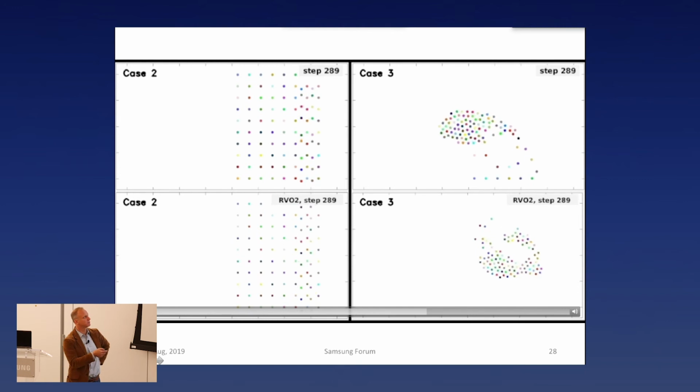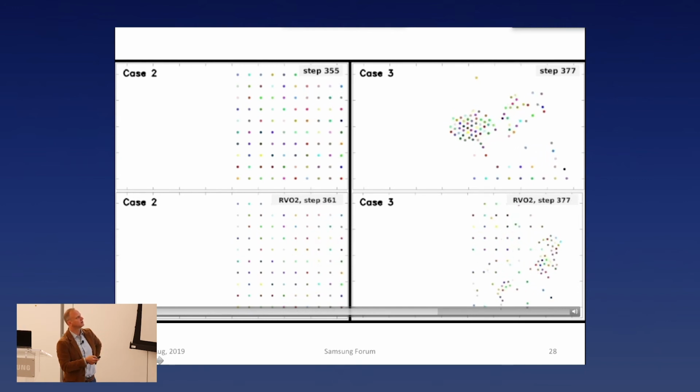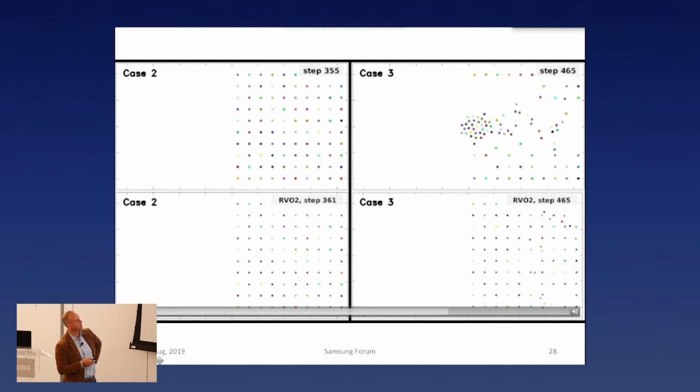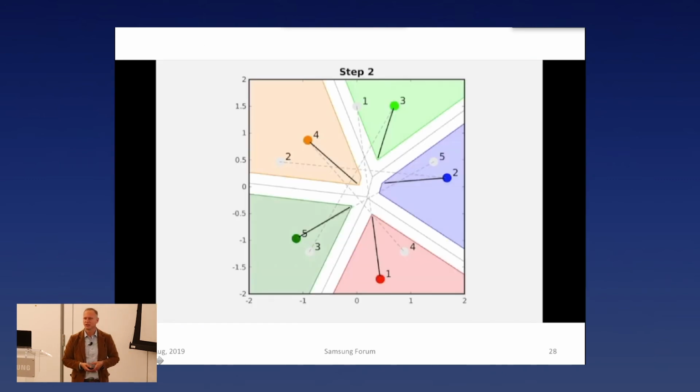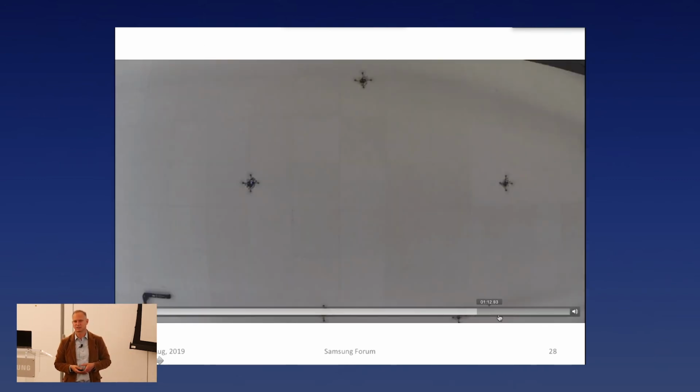And so this is benchmarking in test cases against RVO, which is the state-of-the-art algorithm, that's on the bottom, and our algorithm, which is on the top. So you see, in some cases we're a little slower, in some cases we're a little faster, but in all cases we avoid collisions and we require less information.